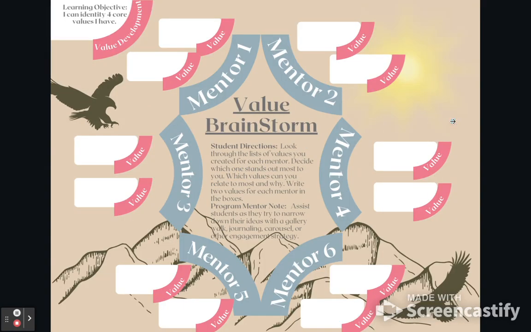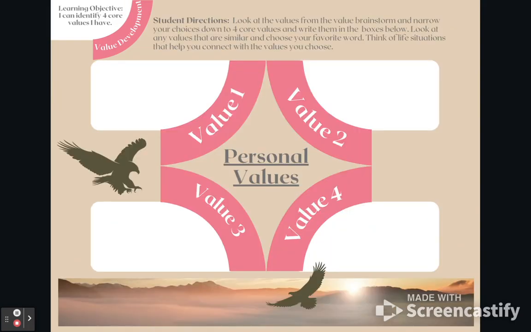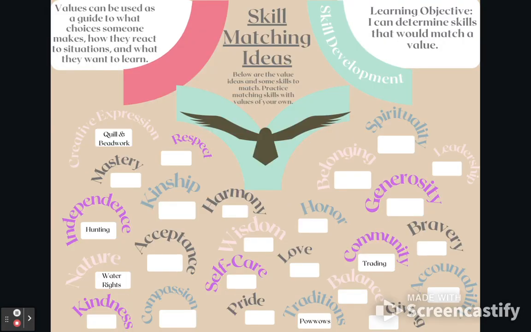Once they determine their values, they'll have a value brainstorming day. The program mentor can do gallery walks, journaling, carousel, or other engagement strategies to help students narrow down the 5 values for each mentor into 2 personal ones that they feel strongly relate to them. Then they will narrow it down again to 4 core values that really relate to them and something that they want to learn more about or feel that is something they wouldn't want to get rid of in their life.